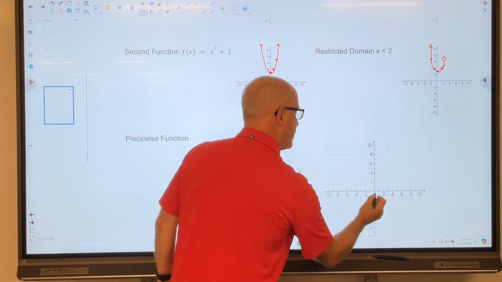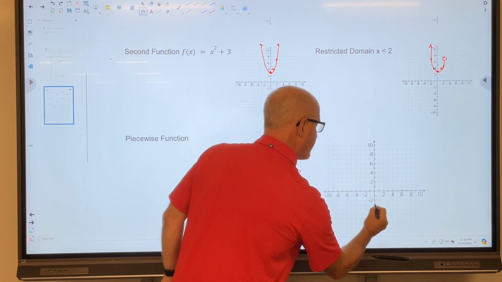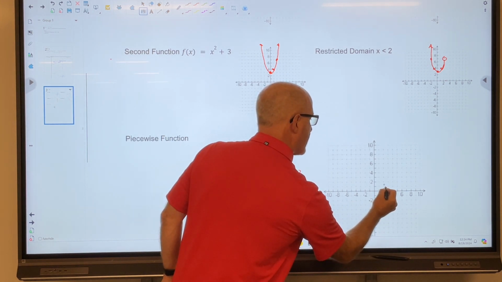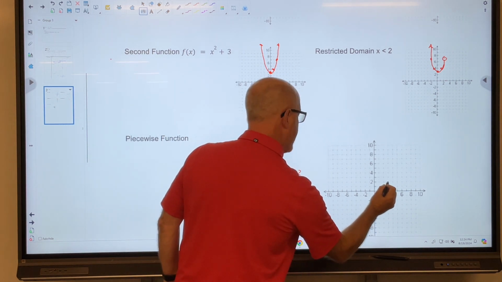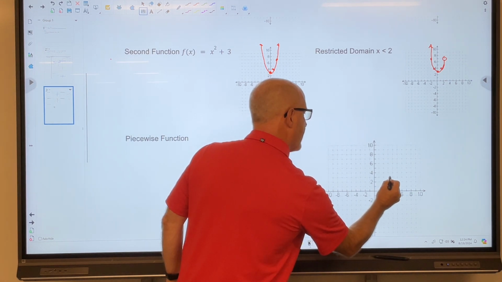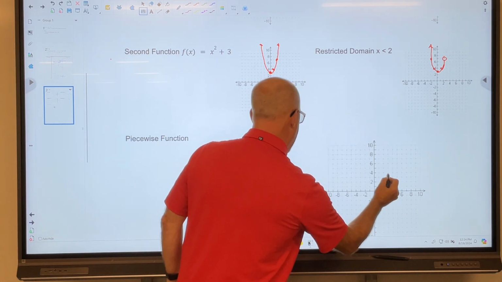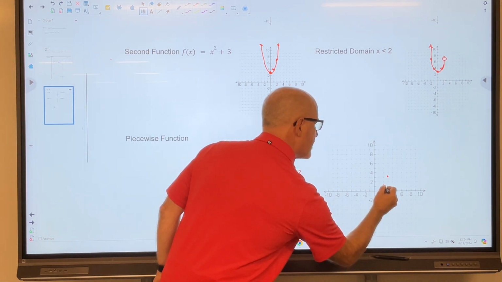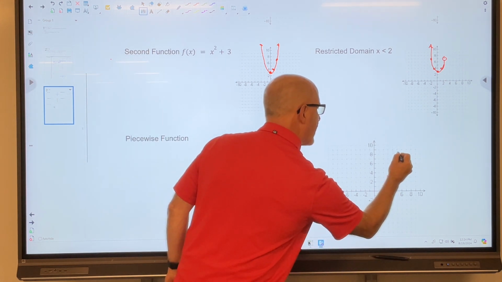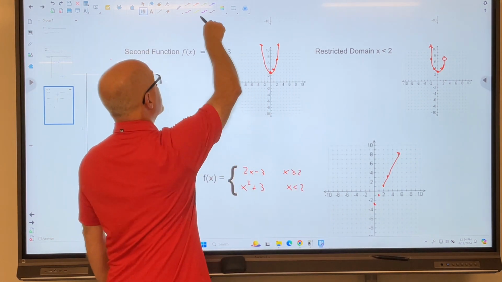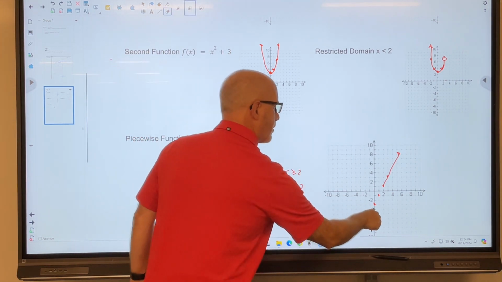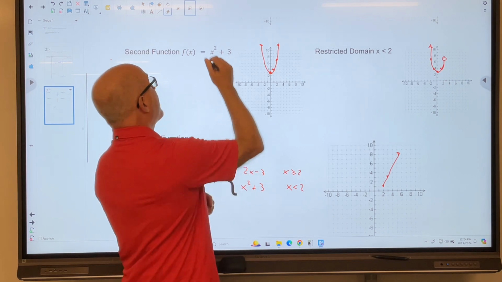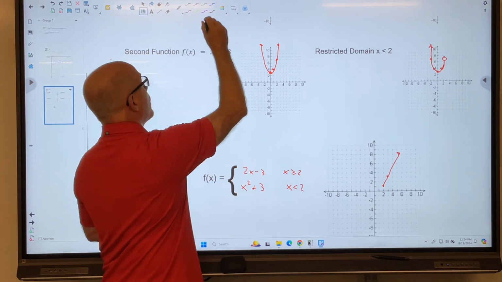So I get my 2x minus 3, and it was a closed dot there. I'll take this and go from here, just this part of the graph, and go up from there, to greater than or equal to 2, and I will erase the rest of it. I don't want this side of 2. And then I'll do the same thing with this one.